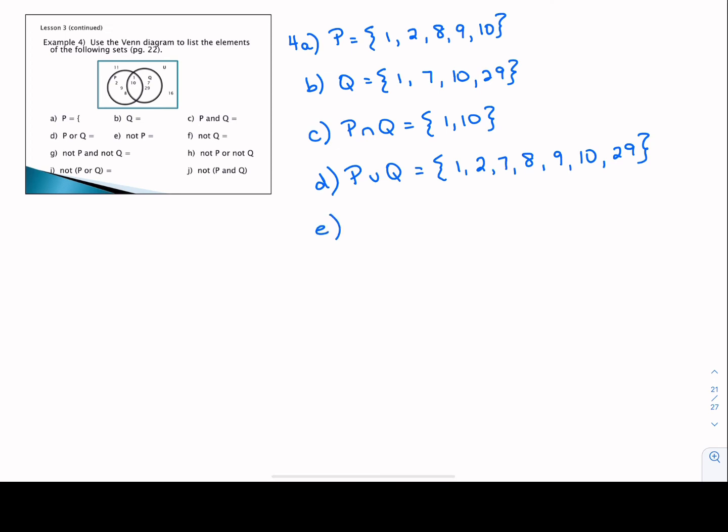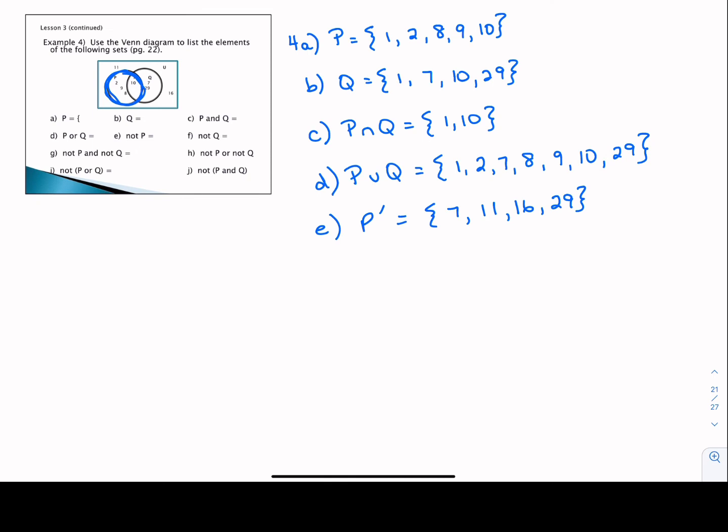Next, we have to worry about complements now. So they're saying which elements are not in P. So this looks like P prime. If I can imagine that P is anything inside this circle, not P is anything outside of that circle, but be a little bit careful, because if it's part of the universal set, we must also include it. So on top of having 7 in our complement of P, we also have 11 outside of that circle. We have 16 that's part of our universal set that's outside of that circle, and we have 29. So again, we're looking for the complement of P in this case.